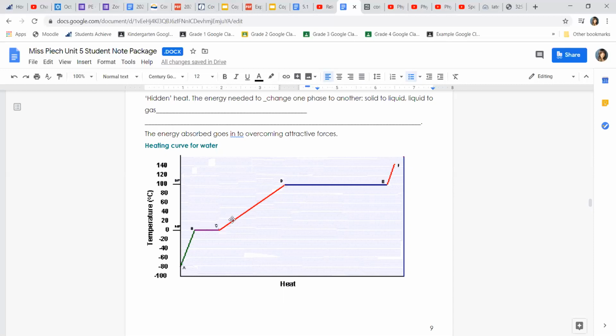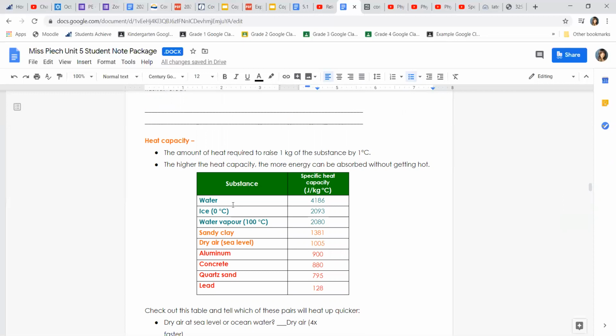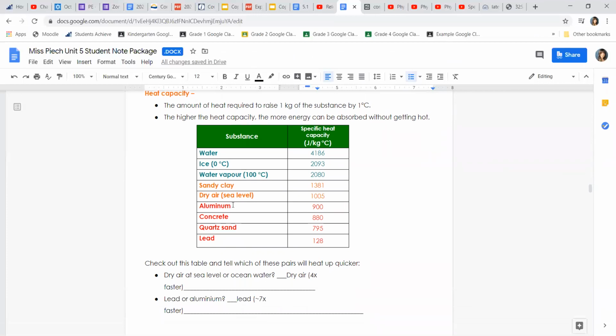Whereas with water, you'll see that it takes a much longer length of time to heat up, and it requires more heat. So greater heat and a longer length of time to heat up just enough to turn into a gas. And we even see right up here that in this chart, water has the highest specific heat capacity. And that means that it just takes a lot more heat.